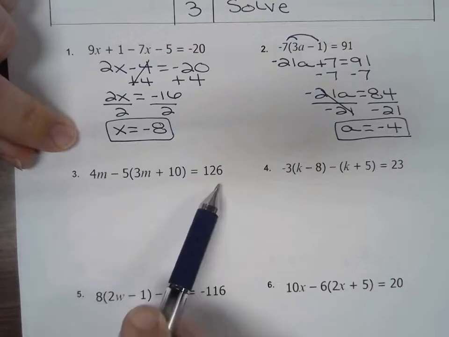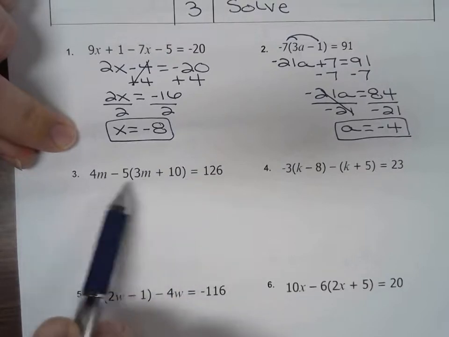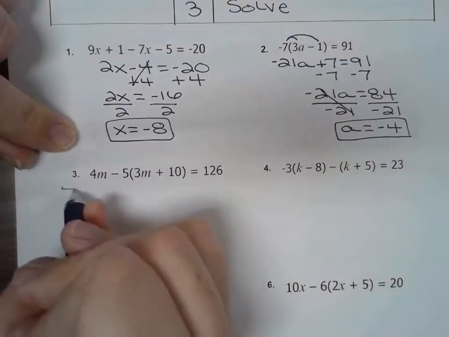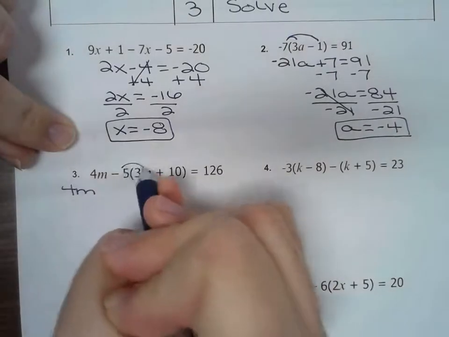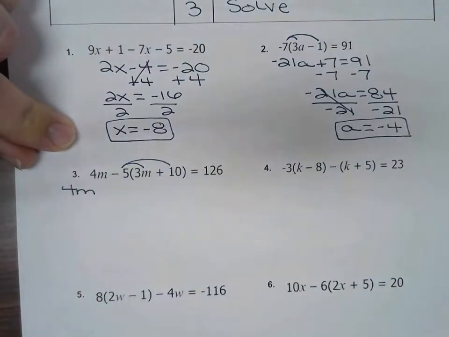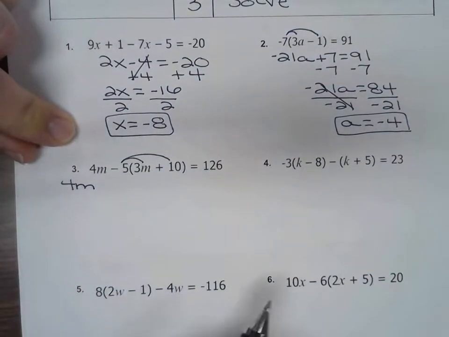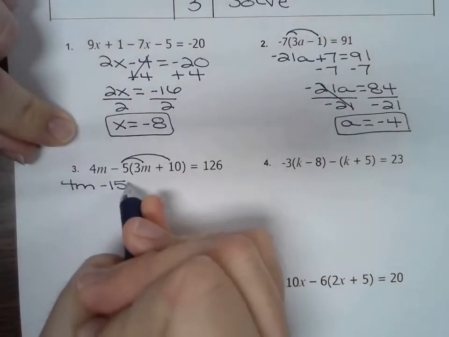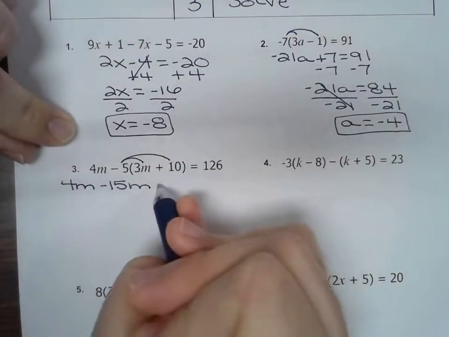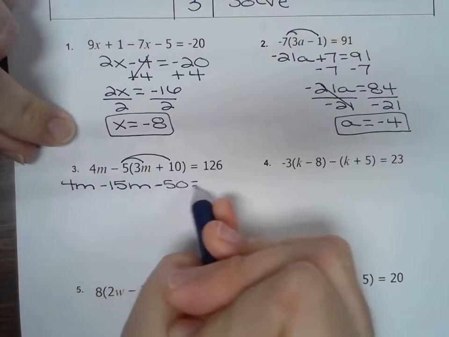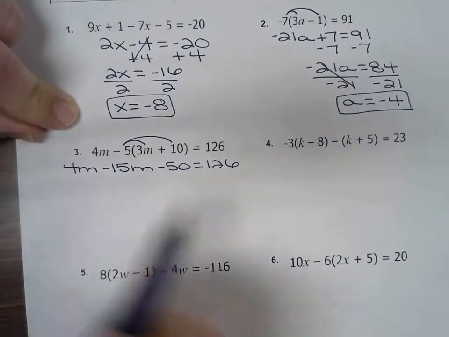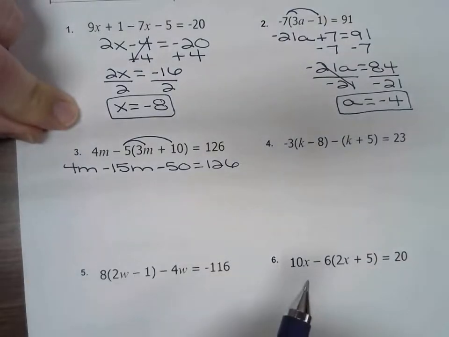So as I look at 3, the first thing you should notice is I do have parentheses with the number being multiplied in front. So I do have to distribute. However, we do not distribute that 4m. What we distribute is the negative 5, because that's what's being multiplied by the parenthesis. So negative 5 times 3, negative 15m. Negative 5 times 10, negative 50, equals 126. So I'm distributing that negative 5 to what's in the parenthesis. That 4m out front stays there.